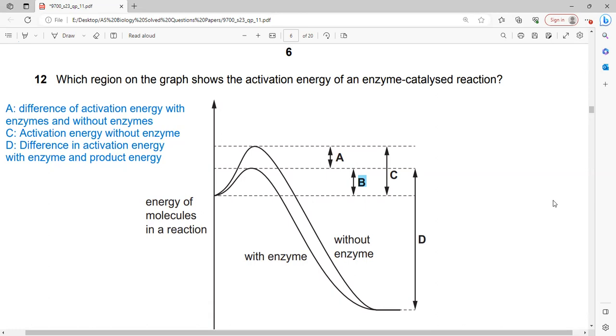What about the others? A is the difference in activation energy with enzyme and without enzyme. C is the overall activation energy without enzyme. And D is the difference between the energy of the product and the activation energy with enzyme.